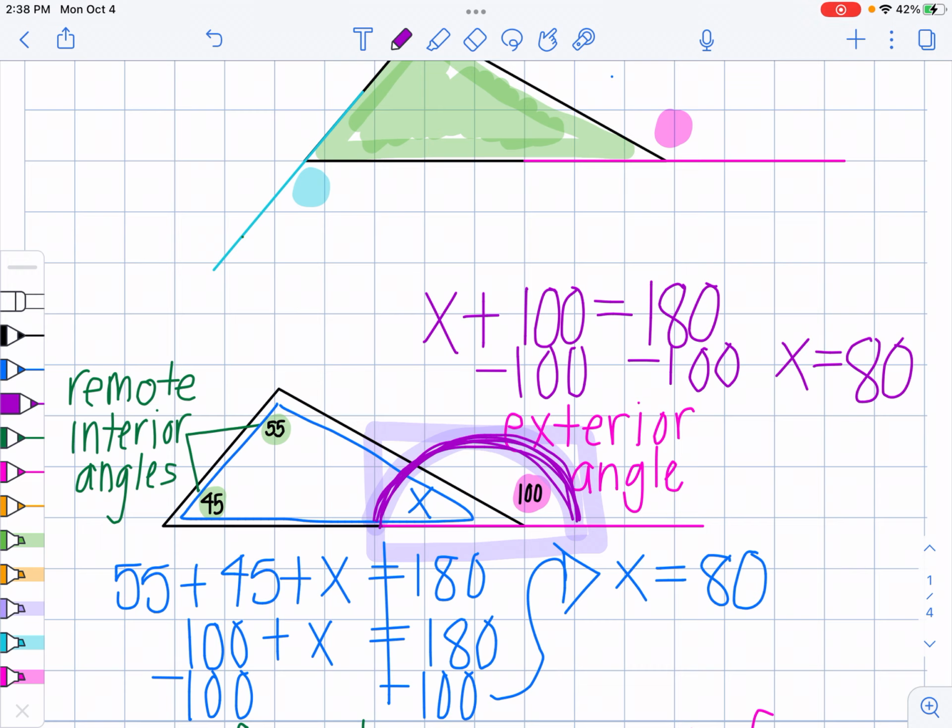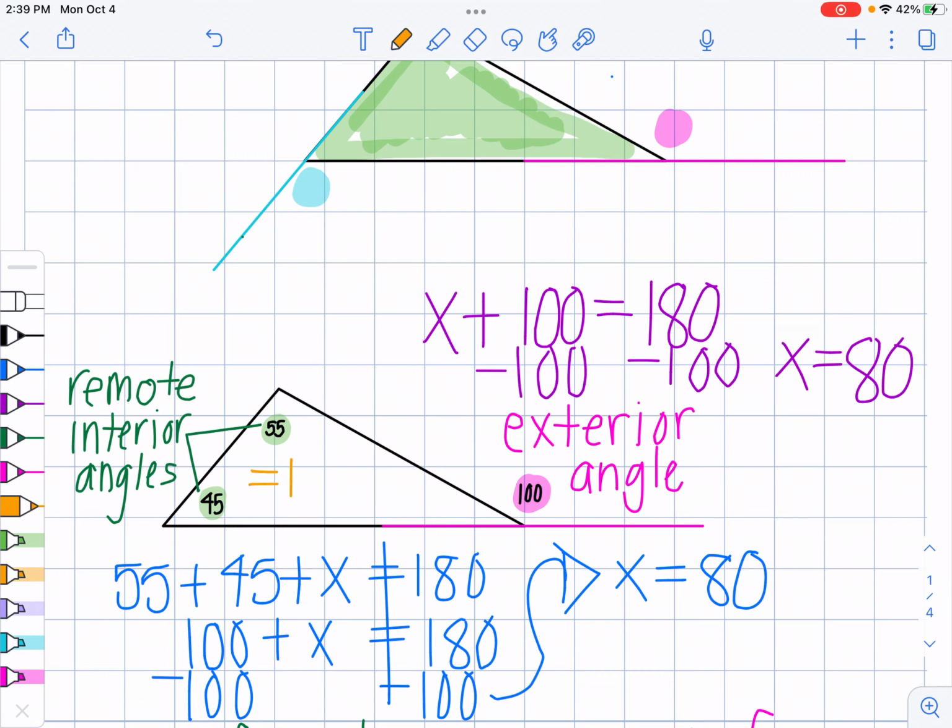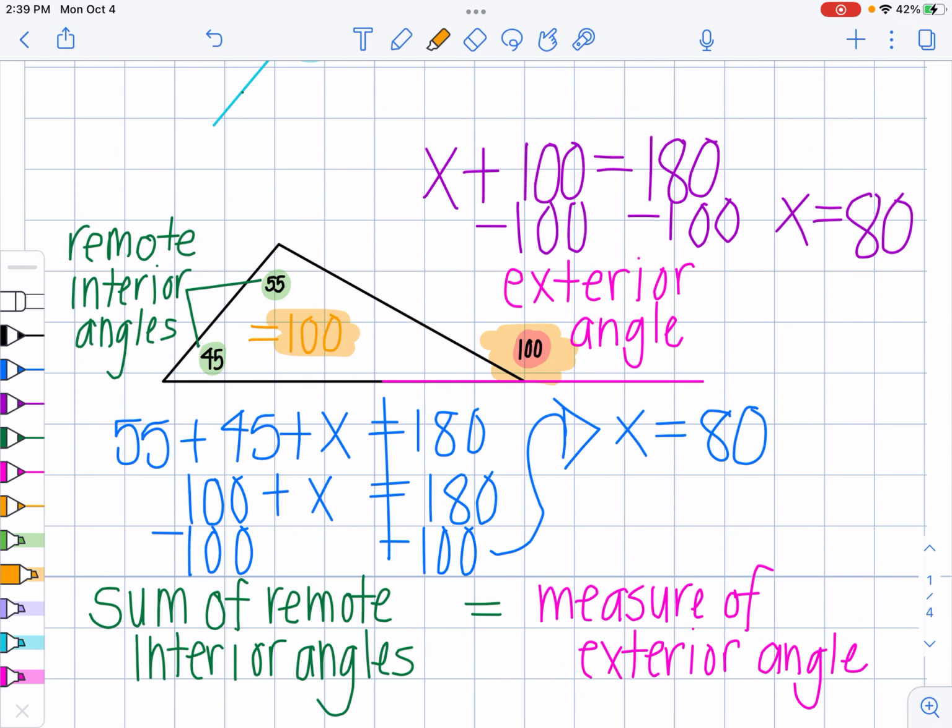So now what is the relationship between these remote interior angles and this exterior angle? I'm just going to erase some of this stuff so it's out of the way. Okay. So what's the relationship between these 2 and this one? Well, we learned down here that when we added up 55 plus 45, it equaled 100. And look, this is equal to 100 and this is equal to 100. So we know that the sum of the remote interior angles is going to equal the measure of the exterior angle.